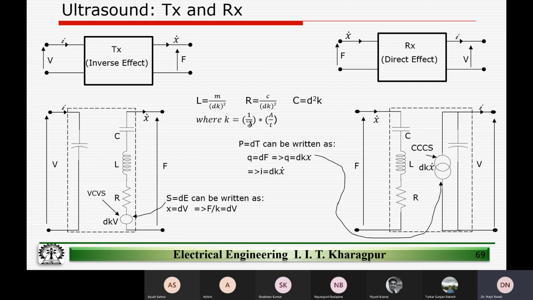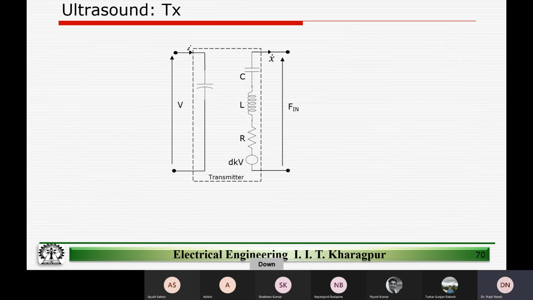Any questions up to this point? So this is clear, right? How we can model the transmitter and the receiver. Any questions, guys? Please feel free to ask. Okay, no questions. So let's model the complete transmission path, right?